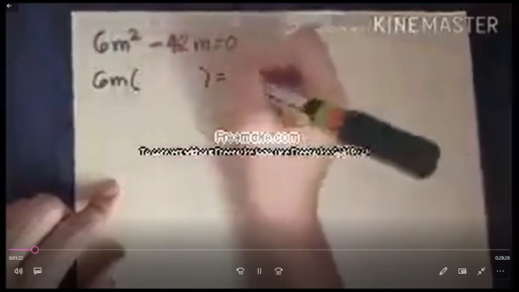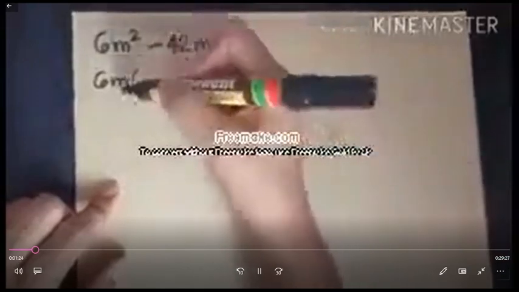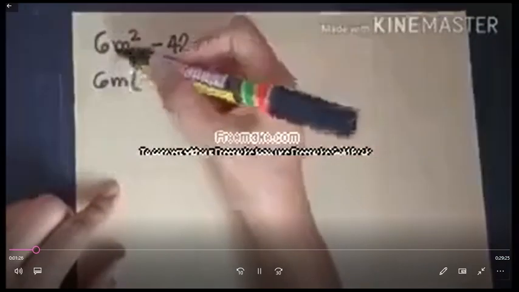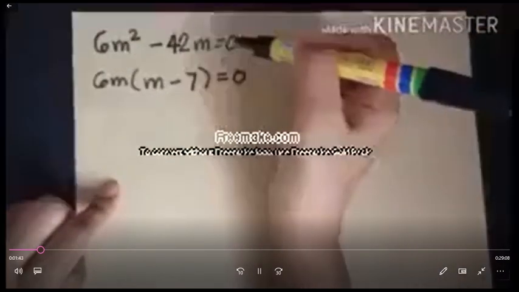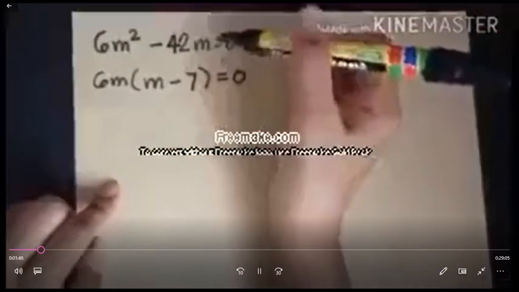Then, we divide the quadratic expression by the CMF or the common monomial factor. So 6m squared divided by 6m is m. Negative 42m divided by 6m is negative 7. So we have 6m and m minus 7 as the factors of the quadratic expression 6m squared minus 42m.